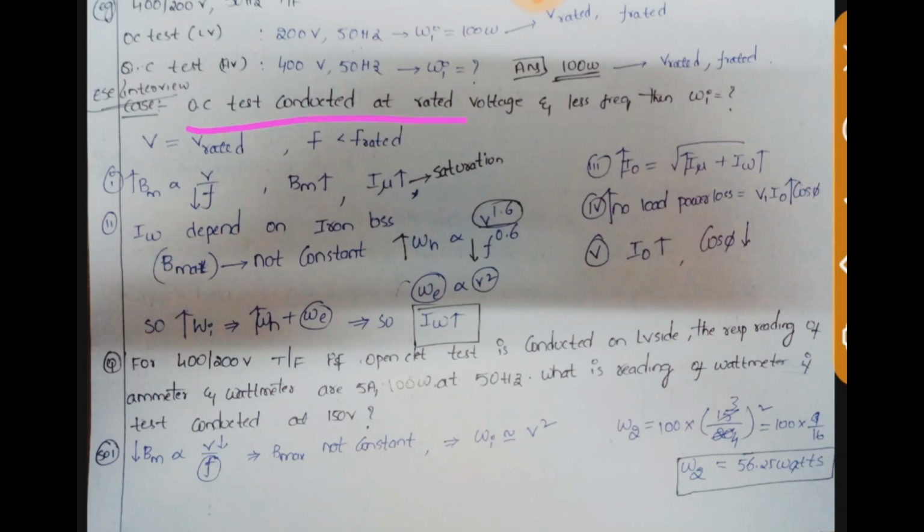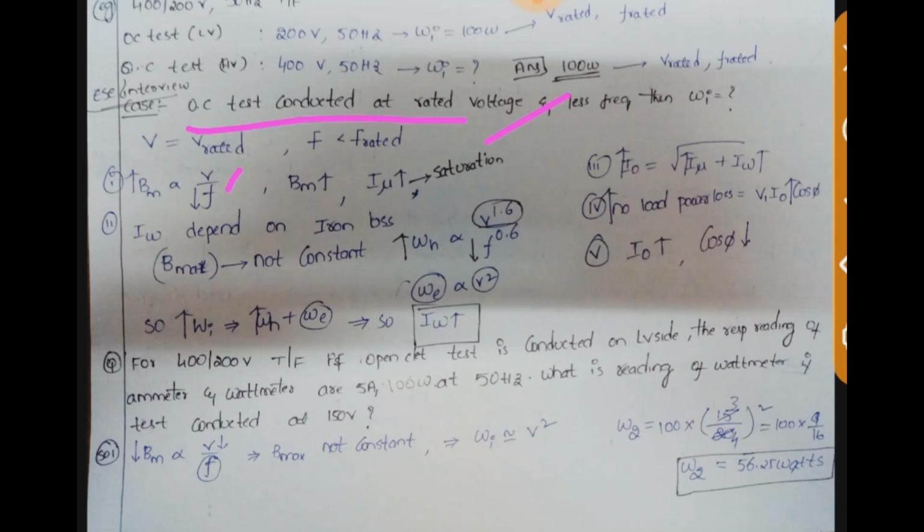Open circuit test at rated voltage and lesser frequency, then what is the iron loss? Suppose it is conducted at LV with rated voltage but frequency is reduced. Now when you reduce frequency, Bmax increases, since Bmax is proportional to V by F. When Bmax increases, I mu increases, because I mu produces the flux phi. So I mu increases, Bmax increases, there may be saturation. When saturation comes, what will come? I have told you, harmonics will come, which will be discussed later.